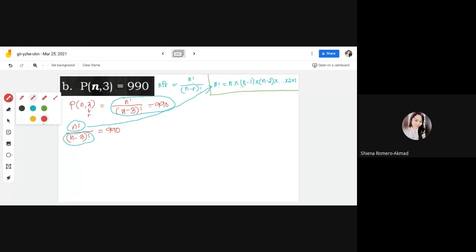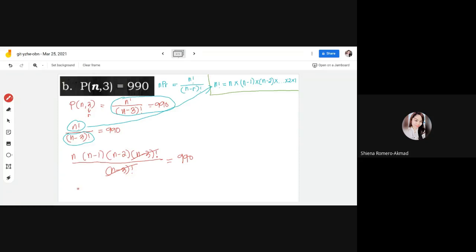Okay? So, if we do that, we'll have N times, or let's use parenthesis na lang, times N minus 1 hanggang magkaroon tayo ng N minus 3, N minus 2 times N minus 3. Then we will have factorial, divided by N minus 3 factorial equals 990. So, pwede na tayo mag-cancel.